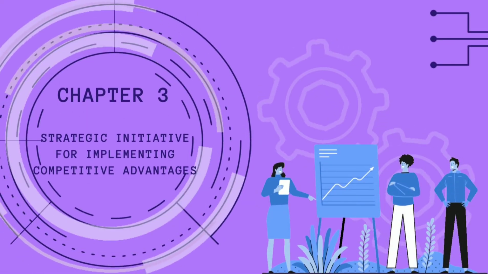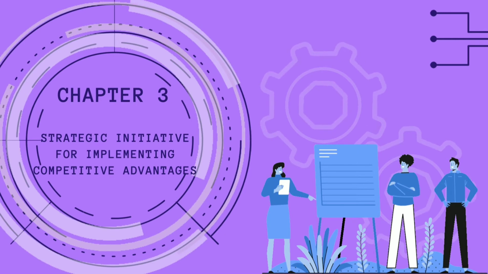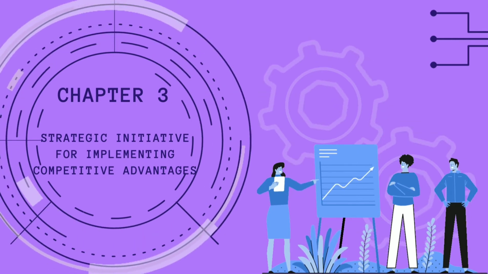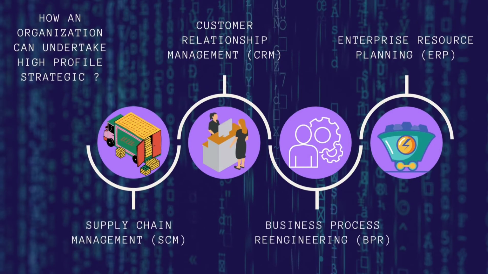Chapter 3, Strategic Initiative for Implementing Competitive Advantages. This is how an organization can undertake high-profile strategic initiatives, including supply chain management, SCM, which involves the management of information flows between and among stages in a supply chain to maximize total supply chain efficiency and profitability.